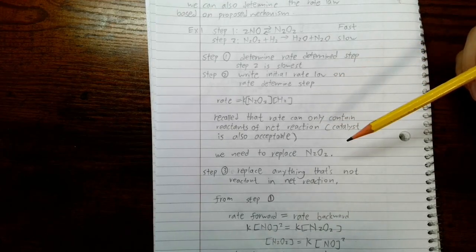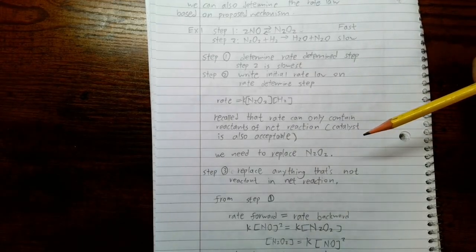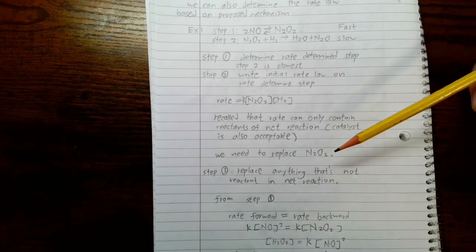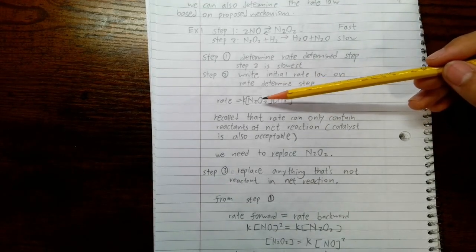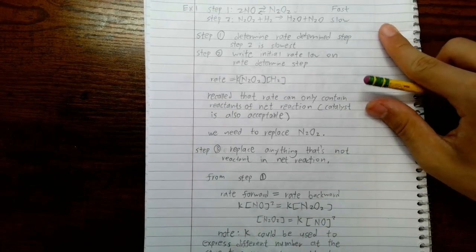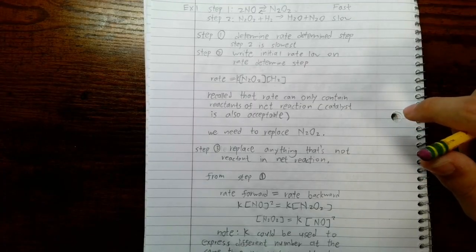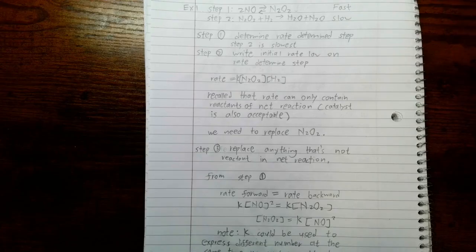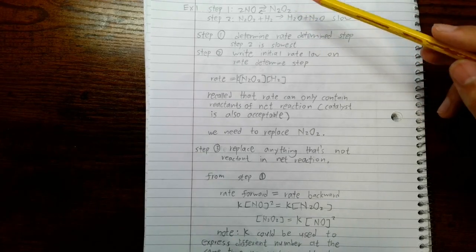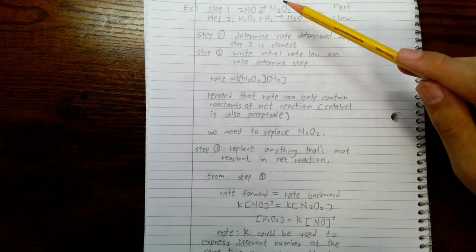But also the catalyst is acceptable in our rate law expression. So the problem here is that we need to find a way to replace N2O2. According to something called the equilibrium approximation, which states that in a fast equilibrium, the forward reaction and the backward reaction have the same rate.